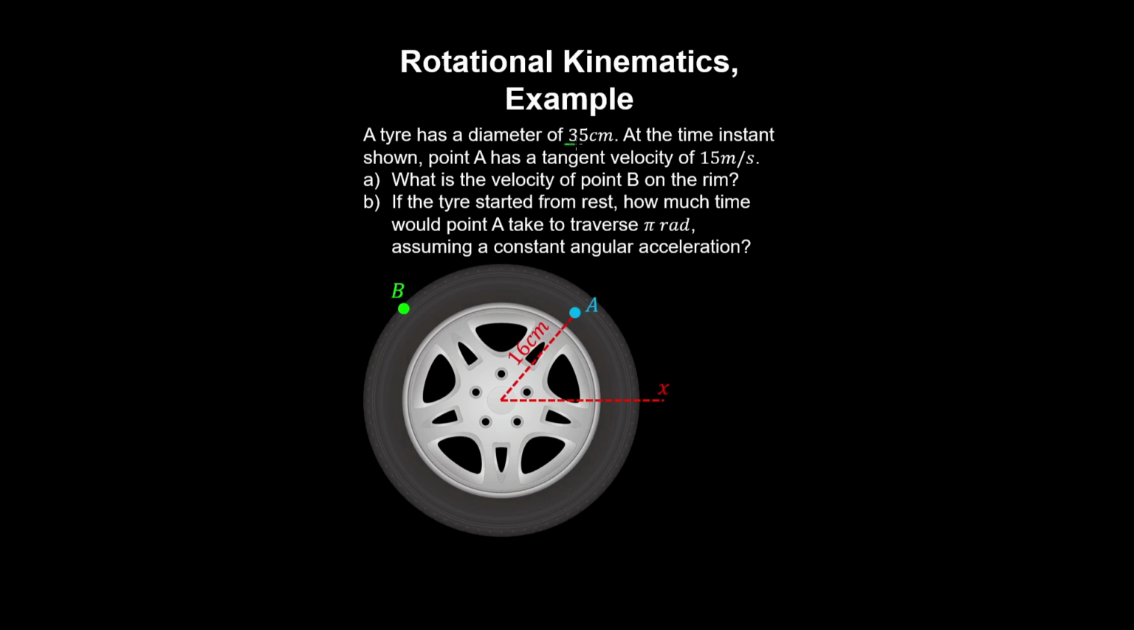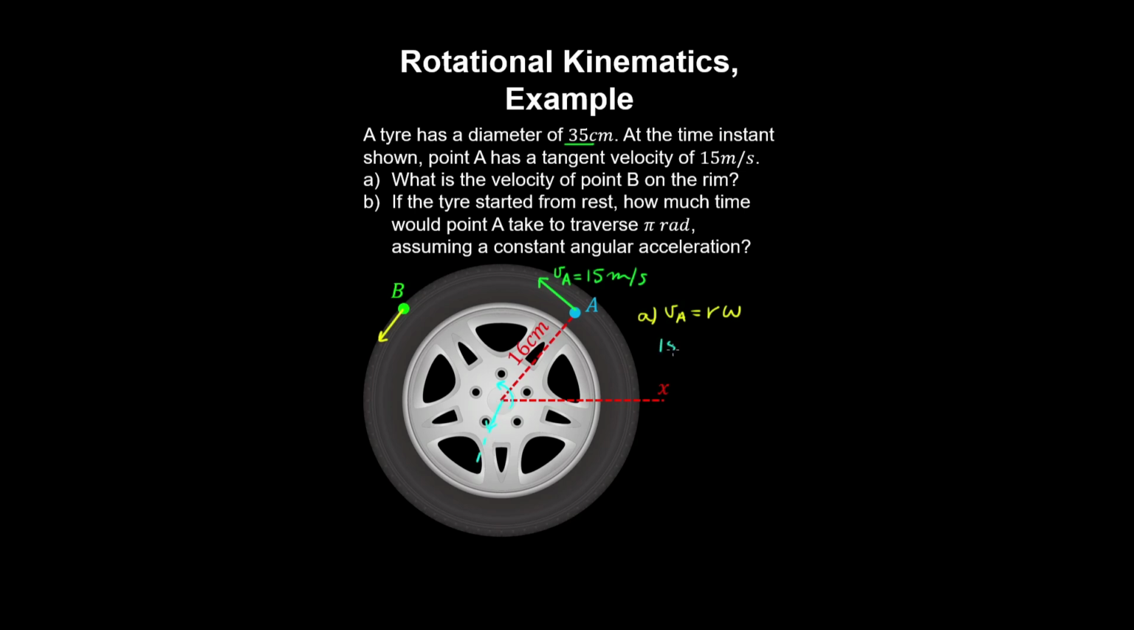A tyre has a diameter of 35 centimeters, and at point A, the tangent velocity is 15 meters per second at the instant shown. And part A asks for the velocity at point B on the rim. Well, we know that VA is r omega, with the angular velocity uniform on that planar rigid body and pointing out of the screen.